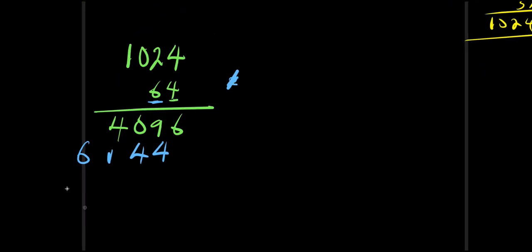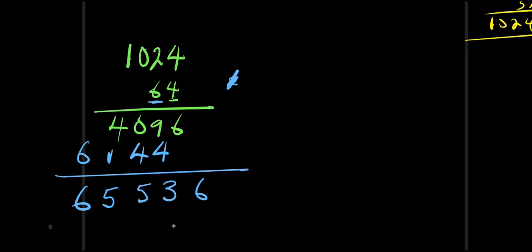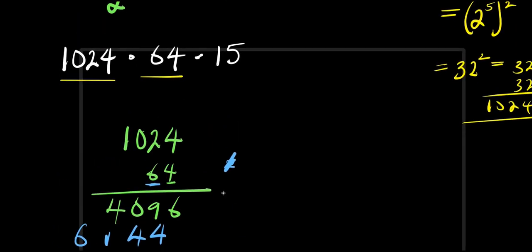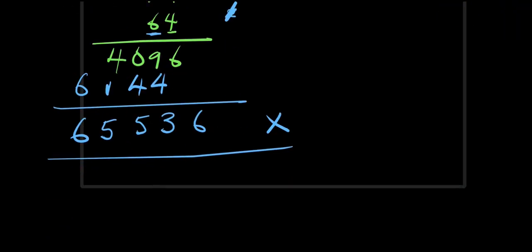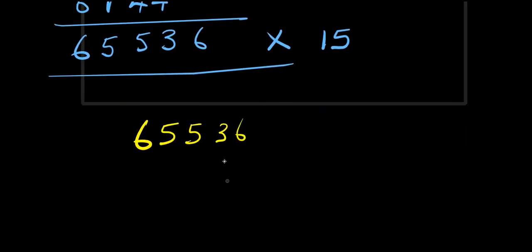So let's add up. This is 6. This is 13. 3 carry over 1 out here. This will be 5. This is 5. And this is 6. So we are going to multiply this by 15 to get the final answer. So we have 65,536 times 15.